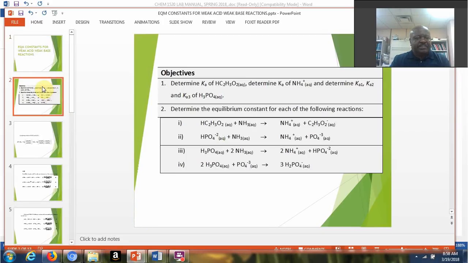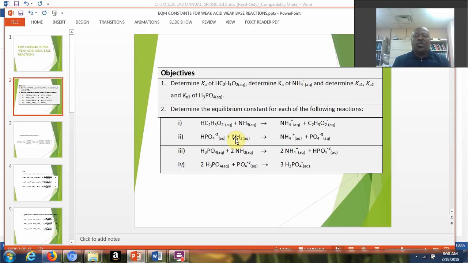So let's see here. All right, so what are we doing in this lab? We are going to determine the equilibrium constants for these reactions down here. The ones I'm pointing to: acetic acid, ammonia, weak acid, weak base. And then the rest of them are also a combination of weak acid, weak base.